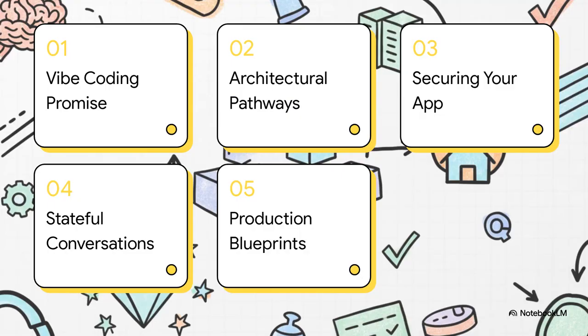And here's how we're going to get there. First, we'll talk about the promise of vibe coding. Then, we'll get into the three main architectural paths you have to choose from. After that, we'll cover the absolute must-knows for securing your app, then move on to building conversations that actually have a memory, and finally, we'll look at a couple of real-world blueprints to production.